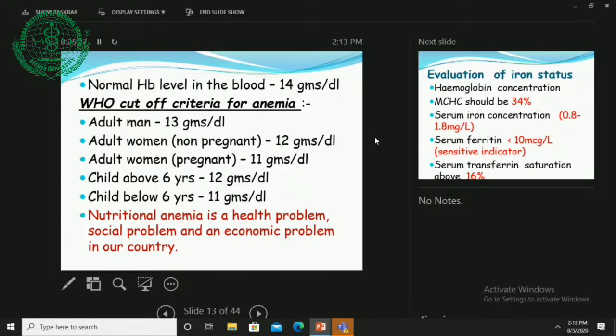For pregnant mothers it is 11 grams, because there is hemodilution during pregnancy. For children above 6 years, the cutoff value is 12 grams. If his hemoglobin is less than 12 grams, then you label him as anemic. For children below 6 years, the cutoff value is 11 grams. So nutritional anemia is a health problem, a social problem, and an economic problem in our country.